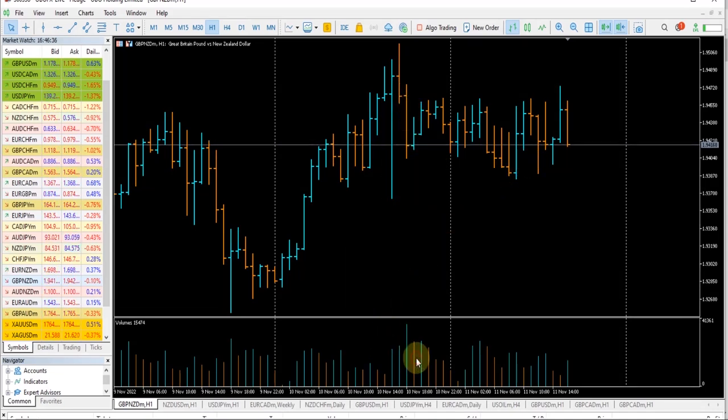This is the volume indicator by default. Whatever it is, I use that. No changes in volume indicator. For example, insert indicator, volume indicator. No changes in this.